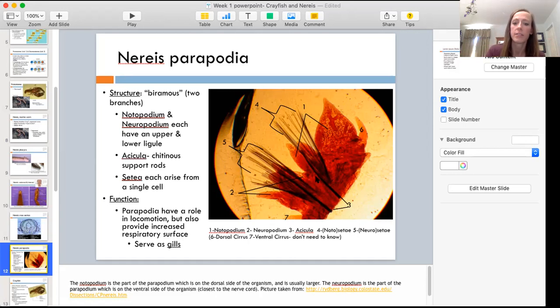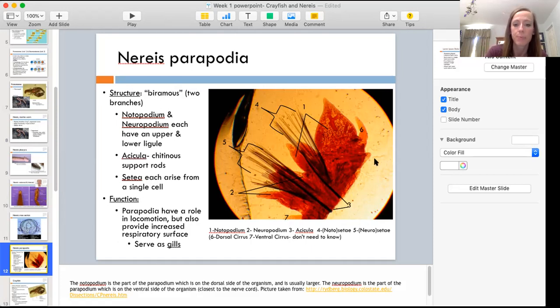So this is a slide that shows you a detached parapodia. It would be connected to the body wall right here. And there's sort of two parts to it, the top and the bottom, or dorsal and ventral parts. They have specialized names. The fact that there are two parts, the fancy name for that is biramous. So two parts, biramous, two branches.